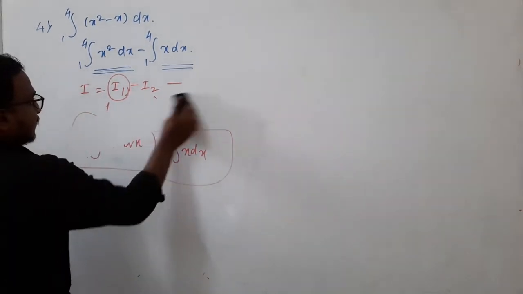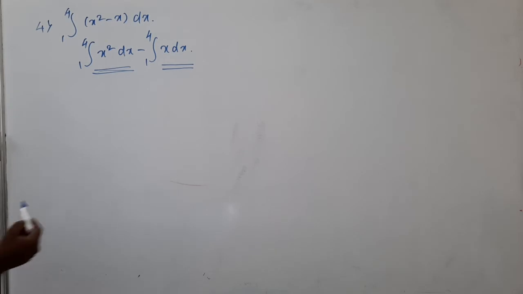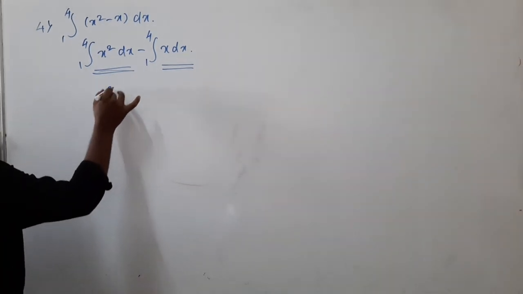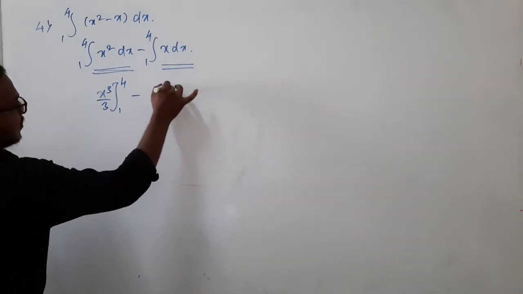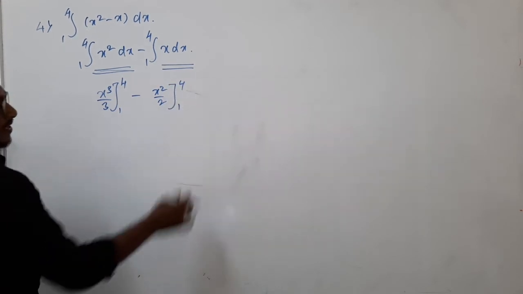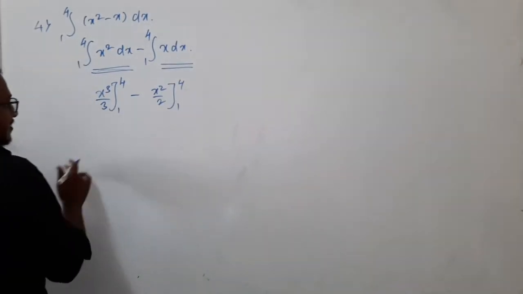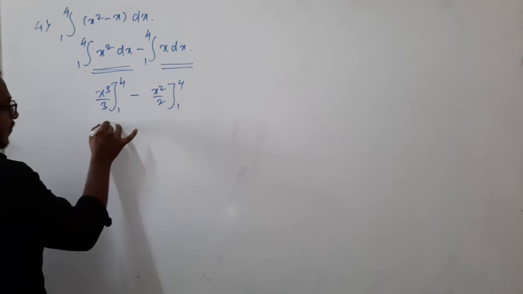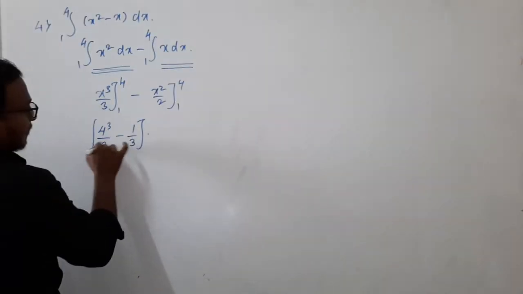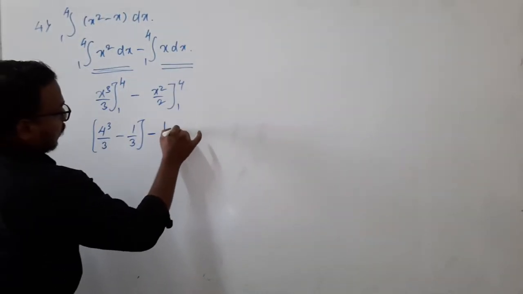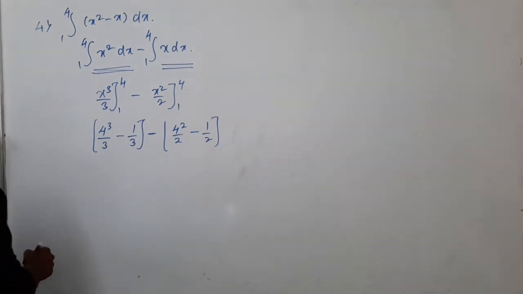What is the answer for this one? I will show you the shortcut method of this one. So x square gives x cube by 3 from 1 to 4, minus x square by 2 from 1 to 4. Here the integral constant C will not be present in definite integrals. Now apply: 4 cube by 3 minus 1 by 3, minus 4 square by 2 minus 1 by 2.